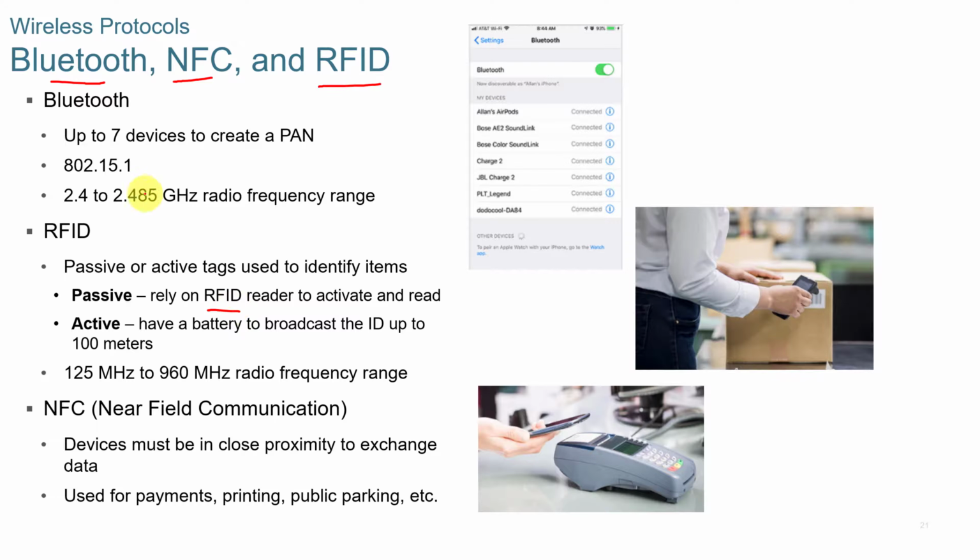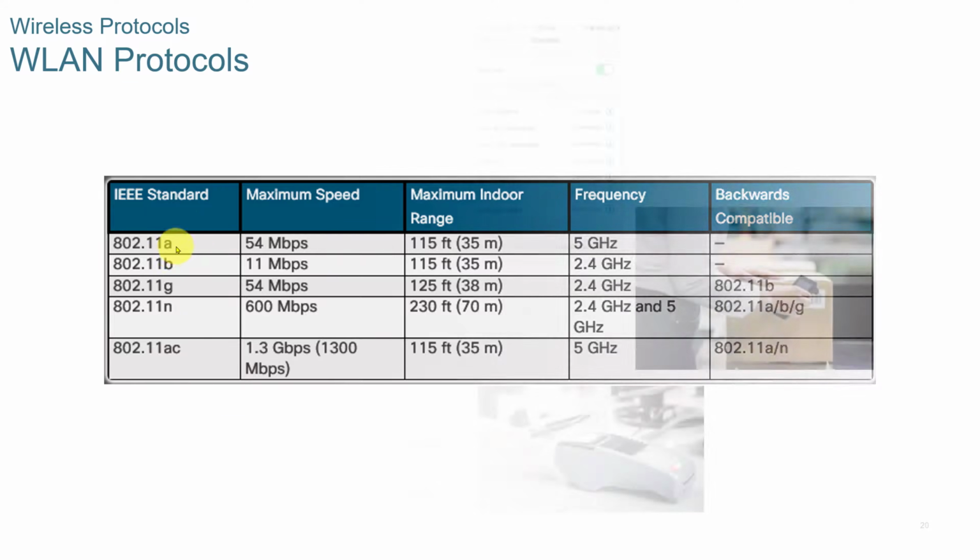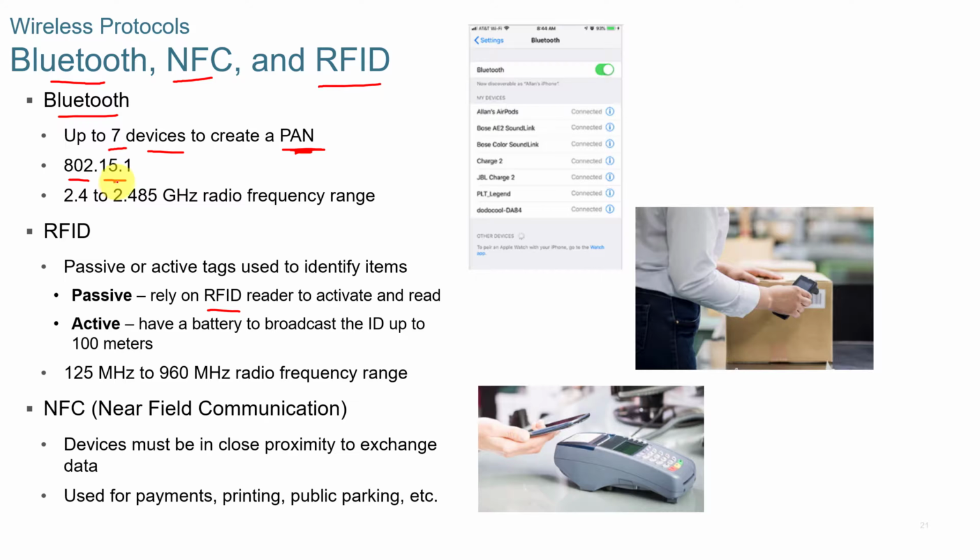Now, some other protocols are Bluetooth, NFC, or near-field communication, and RFID, radio frequency identification, but Bluetooth is the first one. You can connect up to 7 devices to create a PAN, personal area network. It works on the 802.15.1. Now, remember back here in our standards for IEEE, 802.11a, well, these fall into the 802.15 one. And they work on the 2.4 to 2.485 gigahertz radio frequency range.